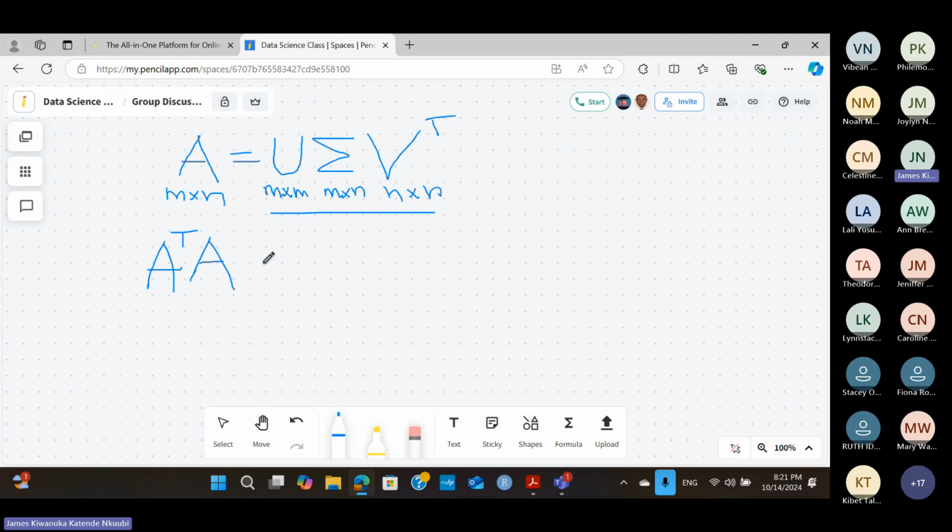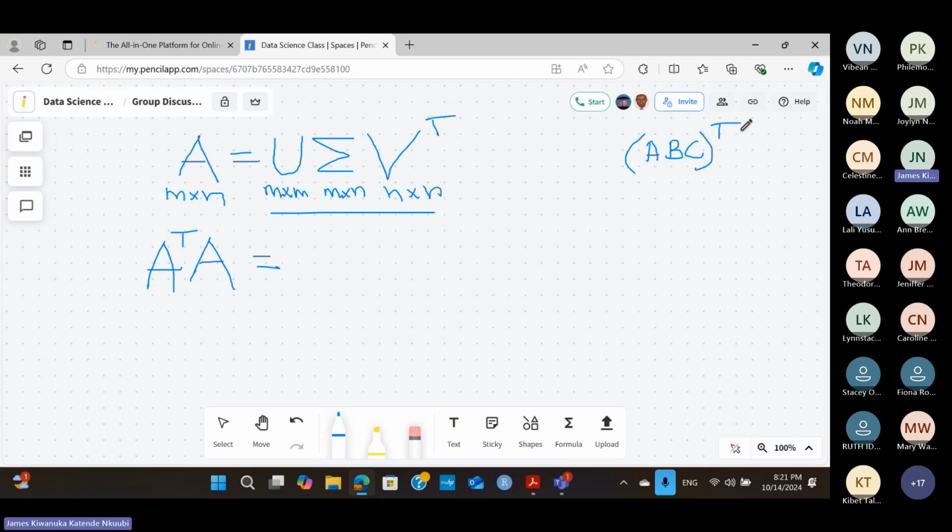So we get A transpose A. I will use some properties of matrices. Suppose I have 3 matrices, A, B, and C. I multiply them.